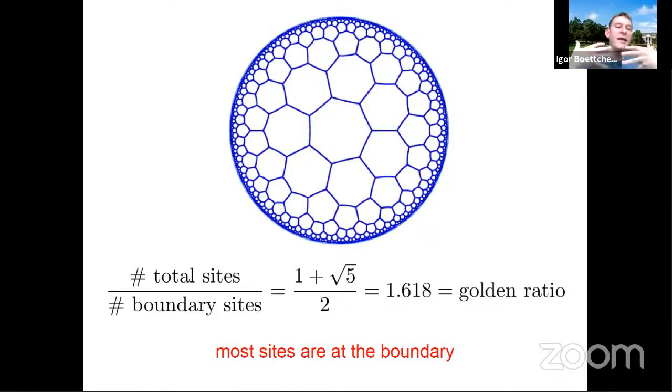And this gives you also a hint how holographic theories can work, right? If you assume, say, the boundary carries a quark-gluon plasma, there's a lot of boundary sites, so it has enough space to host this whole many-body system. And then the bulk is, if you wish, actually moderately sized compared to this boundary. So that's a very characteristic feature of hyperbolic lattices.